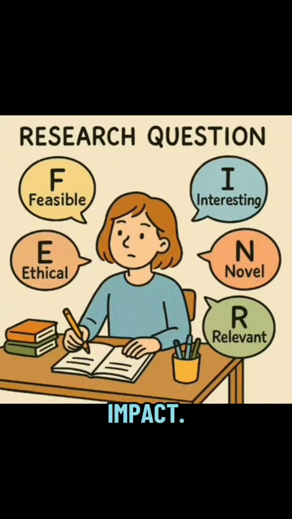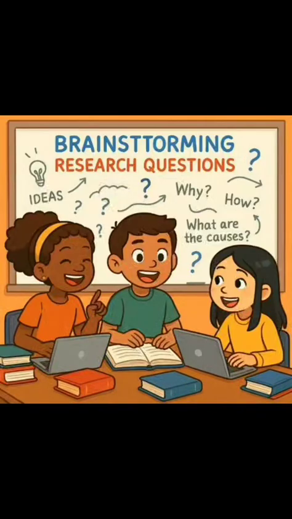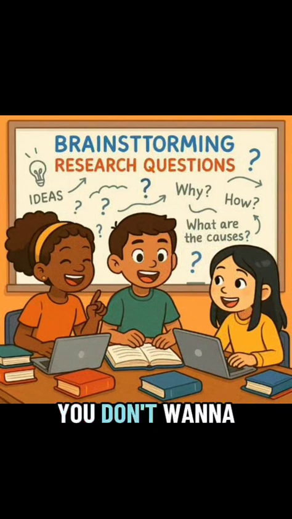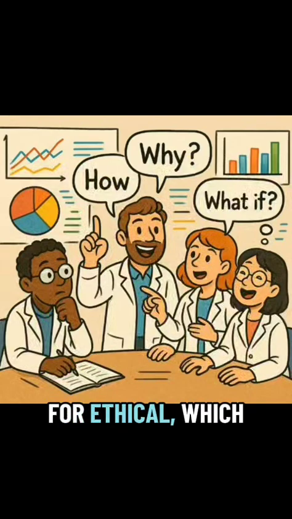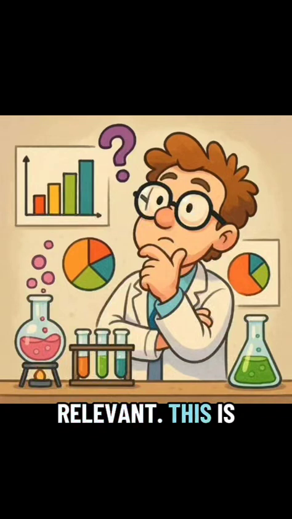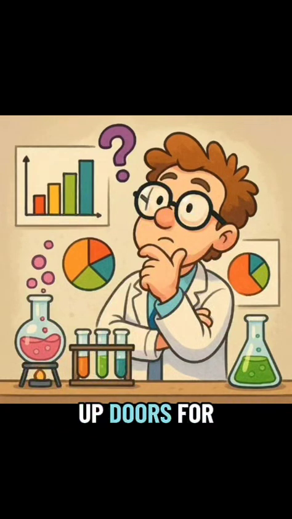Right, so it has to have an impact. Then N is for novel. Yep. Is it new? Does it confirm, refute, or maybe extend something we already thought we knew? You don't want to just repeat old work. And E is for ethical, which is pretty self-explanatory. It has to be able to get IRB approval. Of course. And finally, R is for relevant. This is the big picture. Is it relevant to science, to clinical practice? Does it open up doors for future research?